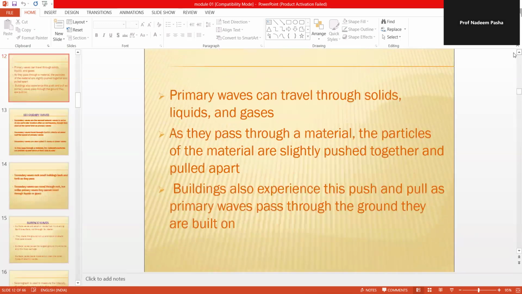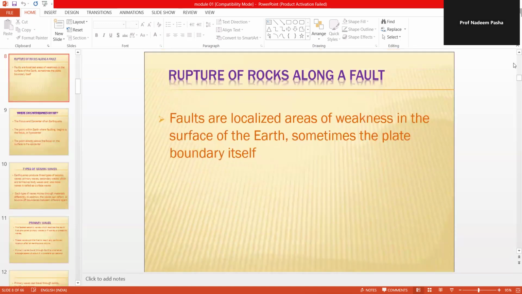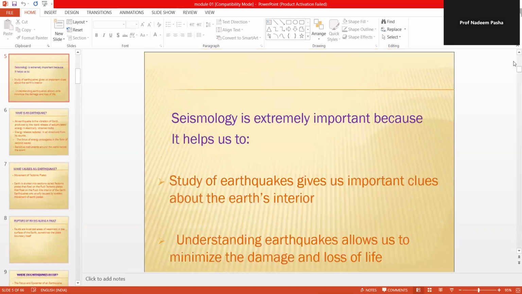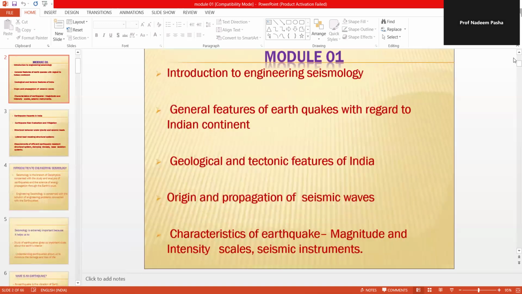So this completes our module 1. We will just have a recap of this, and in the next class we will go to module 2. So we started with the introduction to engineering seismology. Apart from this, general features of earthquakes with regard to the Indian continent we have studied. Geological and tectonic features of India also we have studied. Origin and propagation of seismic waves: how the seismic waves originate and how they propagate, that we have seen.